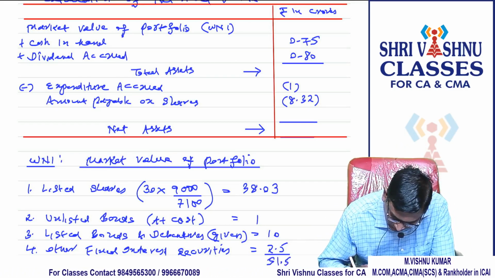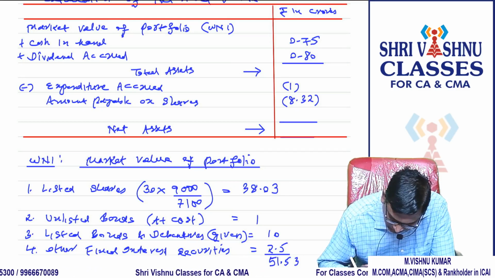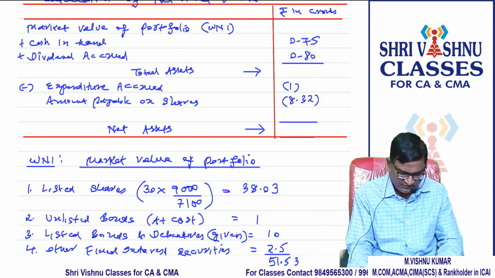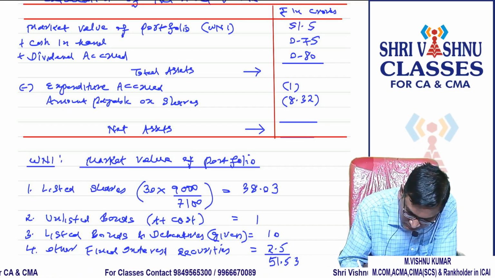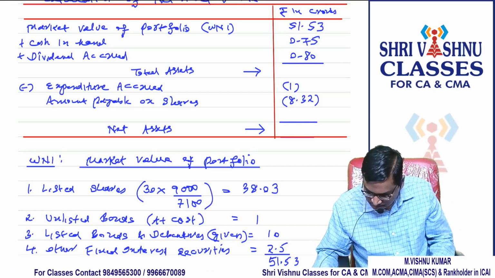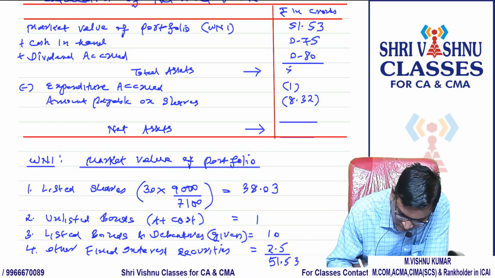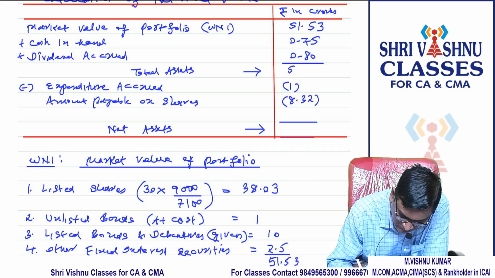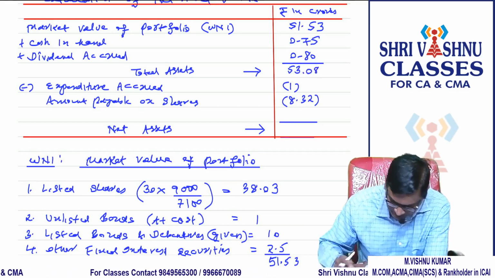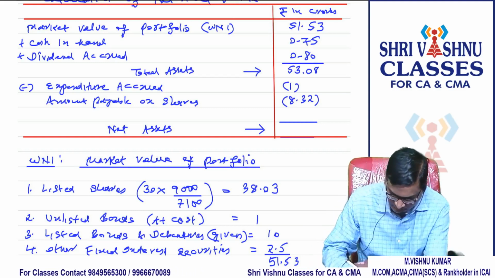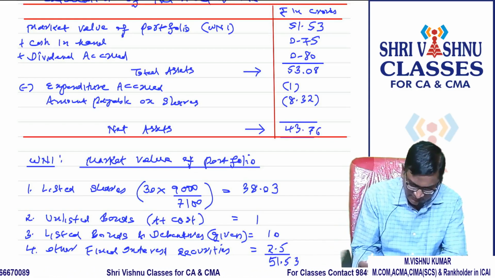51.53. So 51.53. Here 53.08. Forty-three point seven. 43.76.